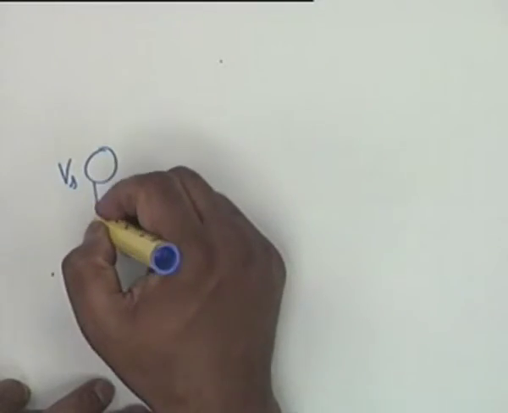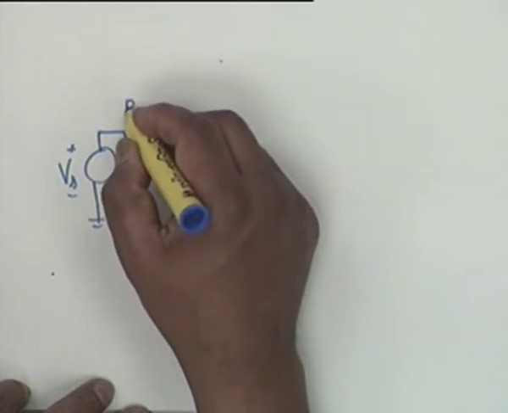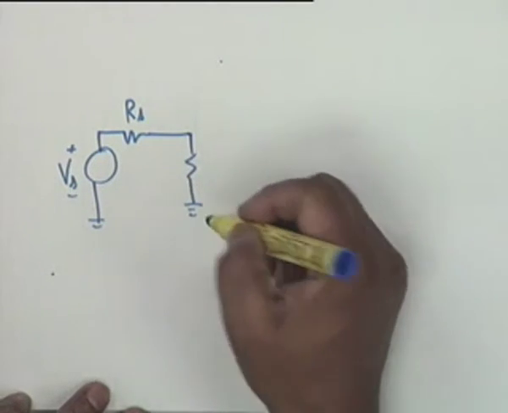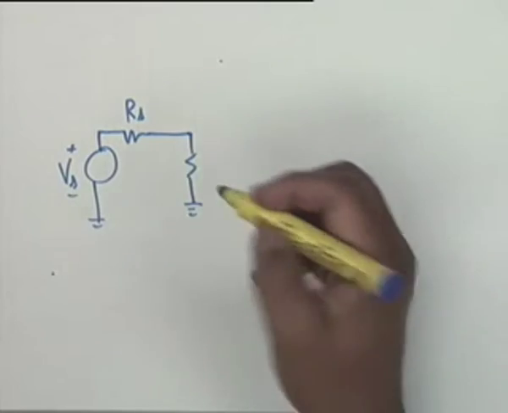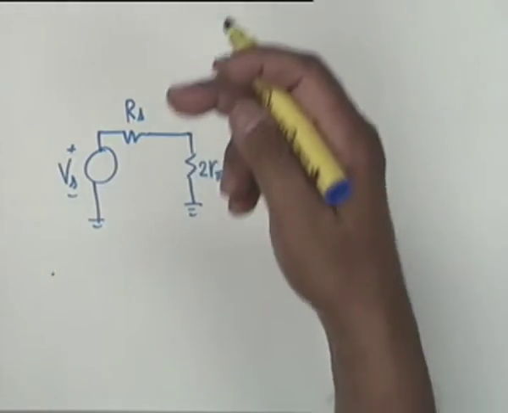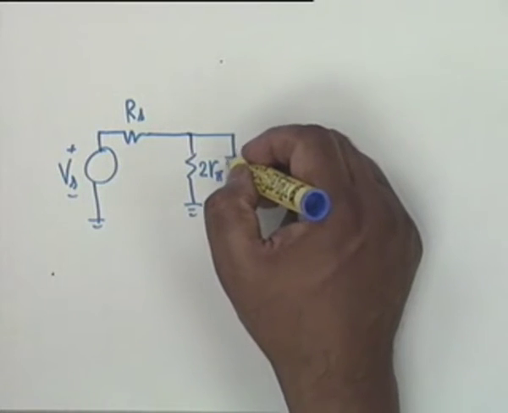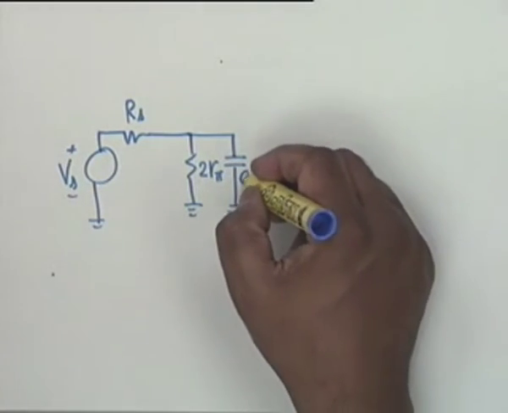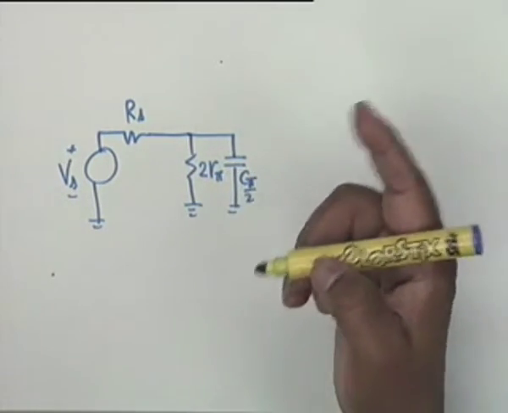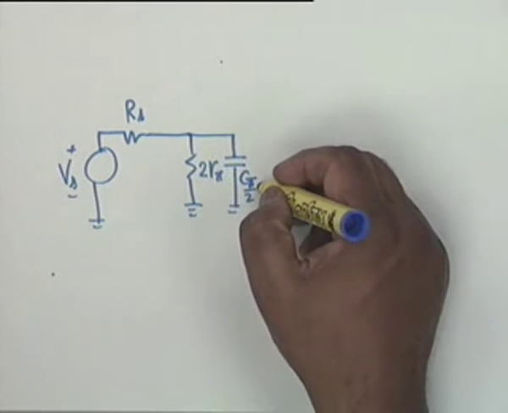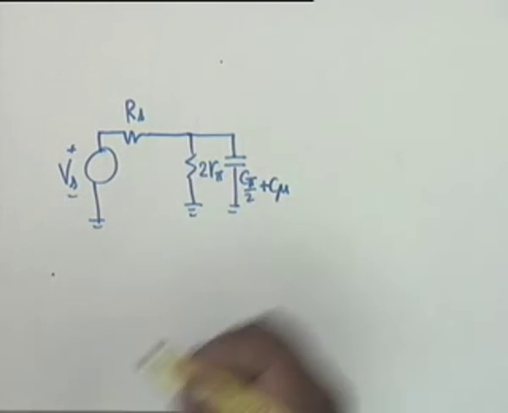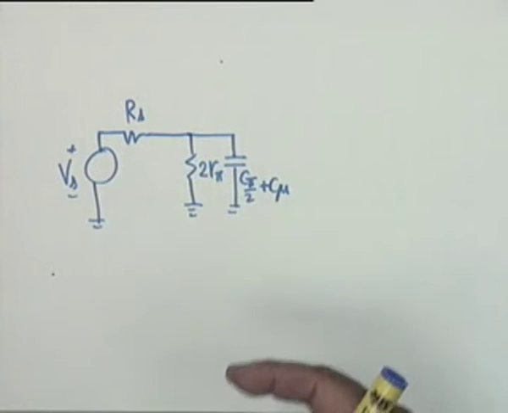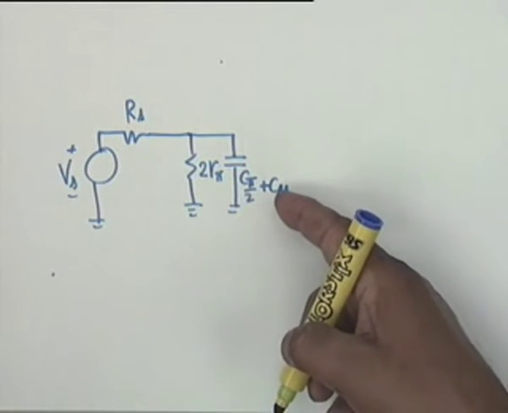We have a Vs, Rs, then we have, now let's look at the components, let's draw the components. Twice R pi plus R pi in parallel with twice C pi, C pi by 2. Not only that, C mu also comes in parallel, and therefore C pi by 2 plus C mu. Is that clear? C pi and C pi in series. So the effective value is C pi by 2, and then C mu comes in parallel.